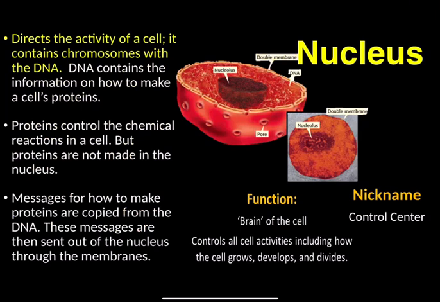They're made by ribosomes. Messages for how to make proteins are copied from the DNA. These messages are then sent out of the nucleus through the membranes. So the nucleus's function is basically the brain of the cell. It controls all cell activities, including how the cell grows, develops, and divides. We can call it the control center.